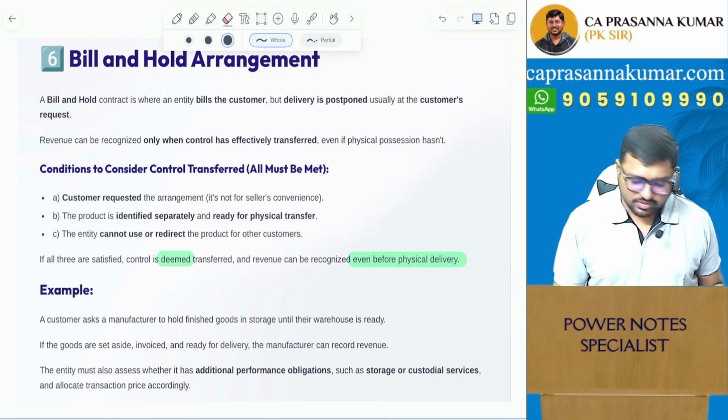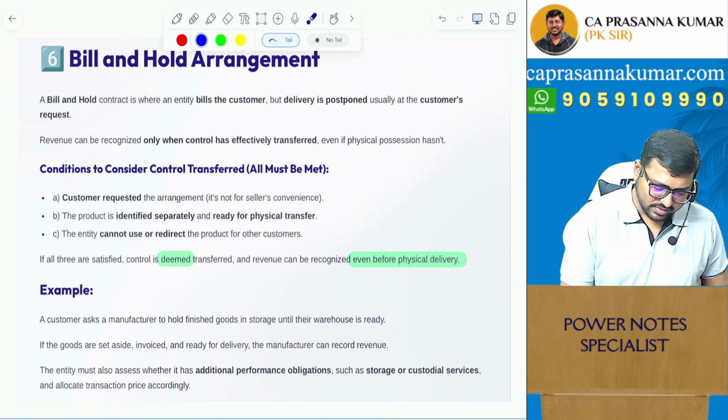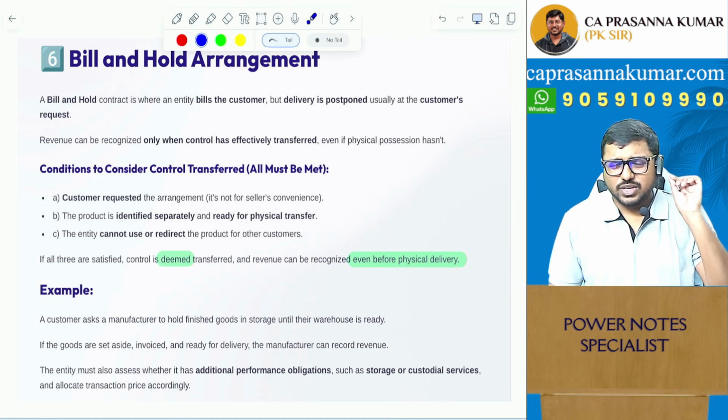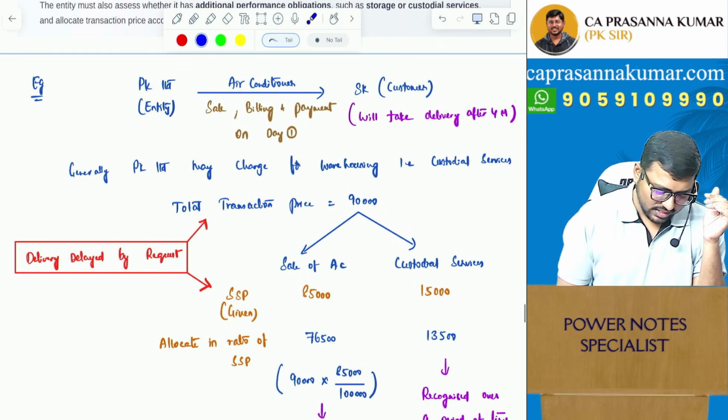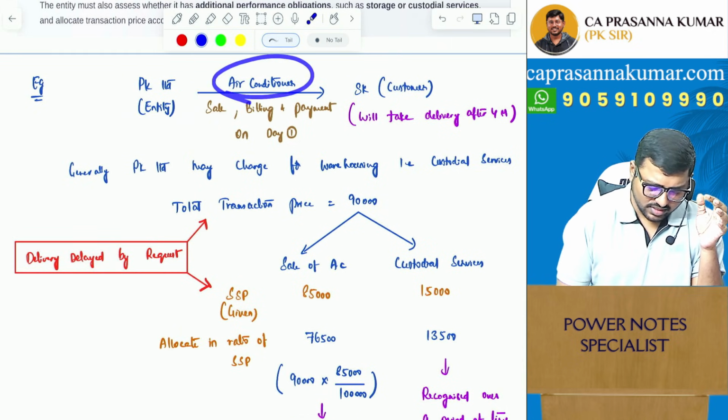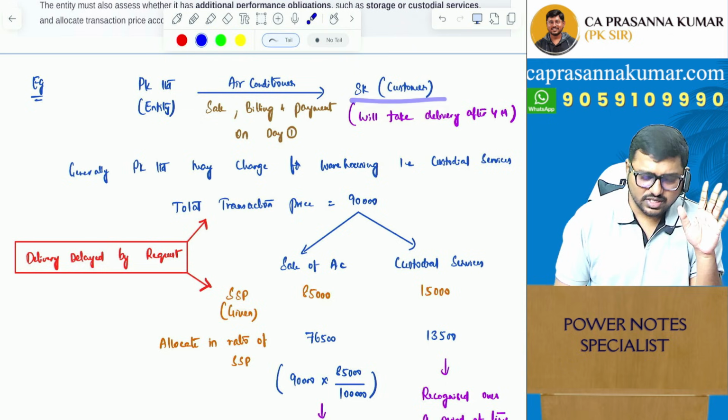Look at the next concept, Nana. Bill and hold arrangement. The moment you look at this, it's a very unique thing. Why? Because once we go with the example, you'll understand the concept. Let's say PK Limited entity is selling air conditioning to SK, who is the customer.